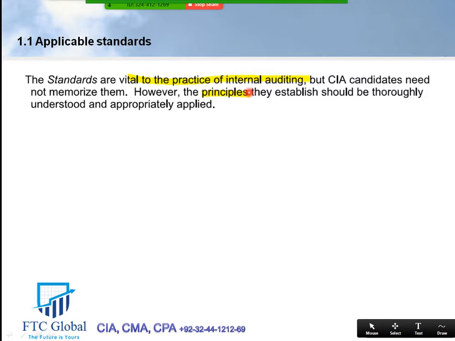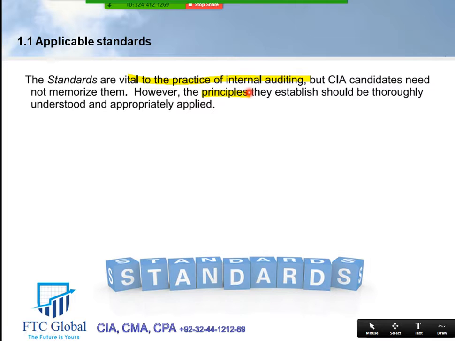So these are in fact not for memorization. That is why I will never recommend, throughout these lectures, to memorize any standard number. But you must be familiar with what the standards are. So there are basically three types of standards. First are the attribute standards.